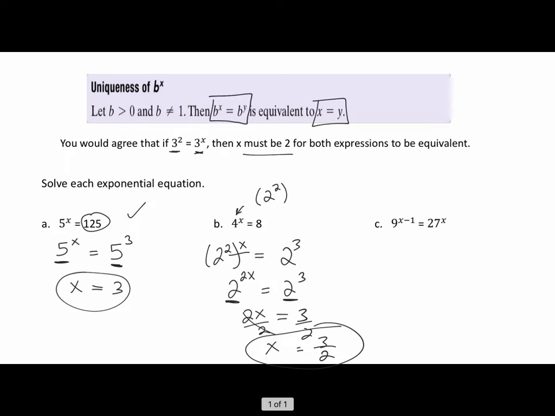If I were to go ahead and check that 4 to the 3 halves power equals 8, then the square root of 4 is 2. So 2 to the third is 8. That's true.